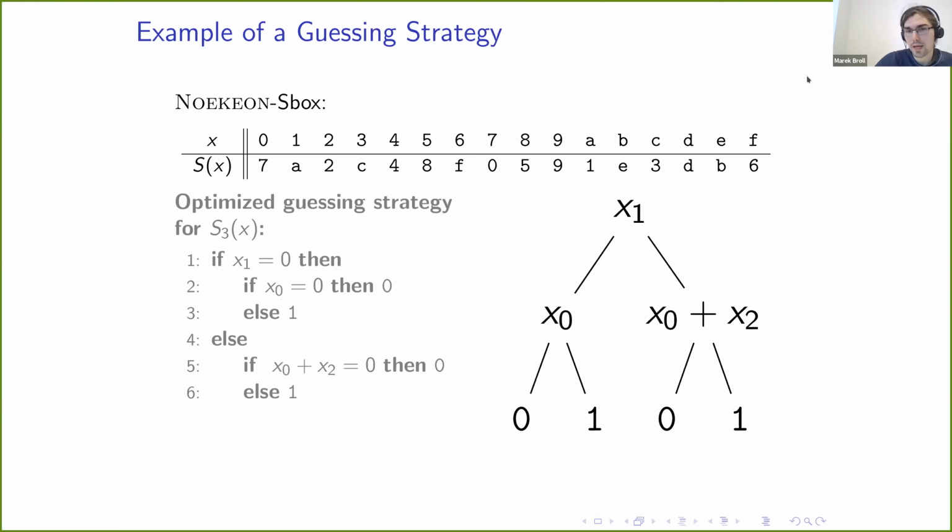You start at the root label and guess the linear combination of the bits indicated by that label. If it's 0, you go left. If it's non-zero, you go right. And at some point you will arrive in a leaf, and that's the desired output bit. Note that the output doesn't have to be a bit, it can also be a binary vector.